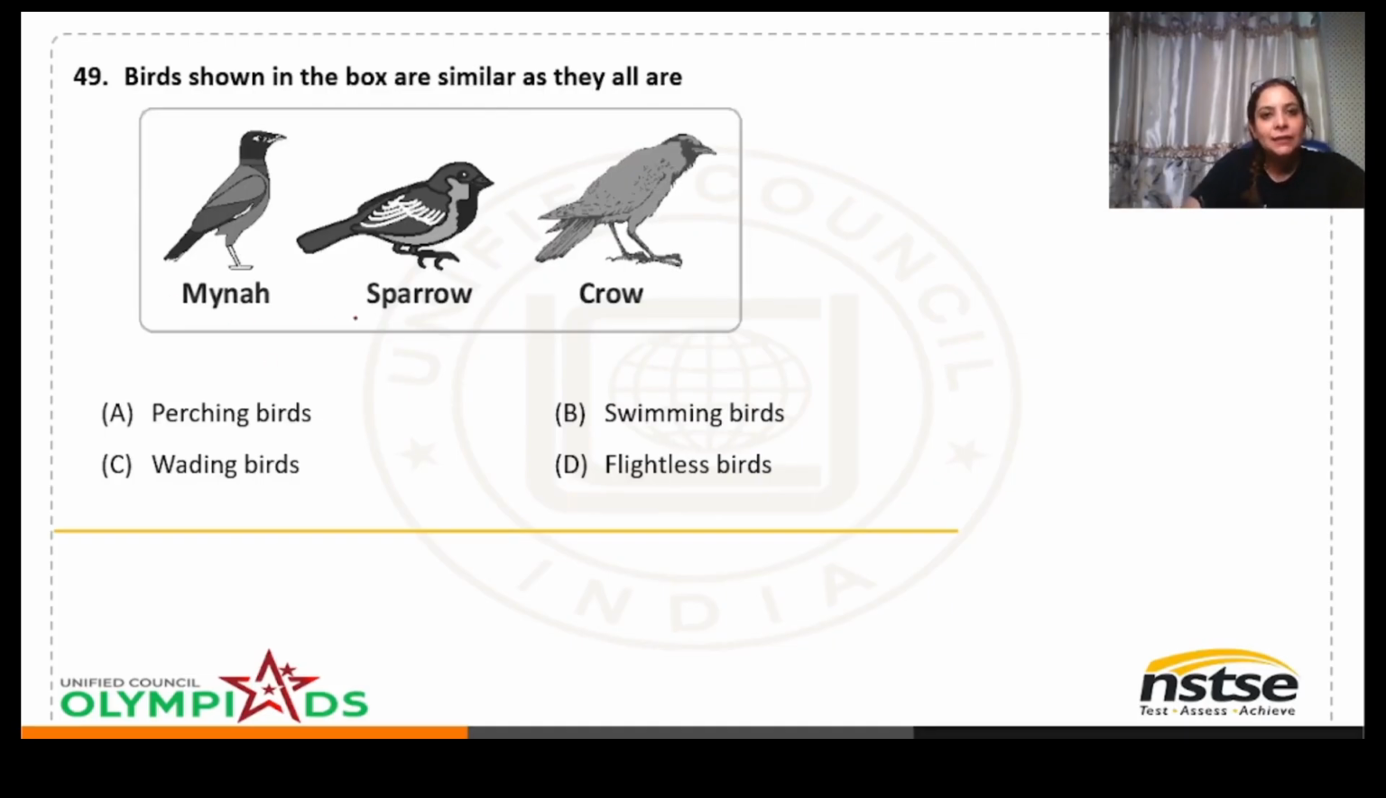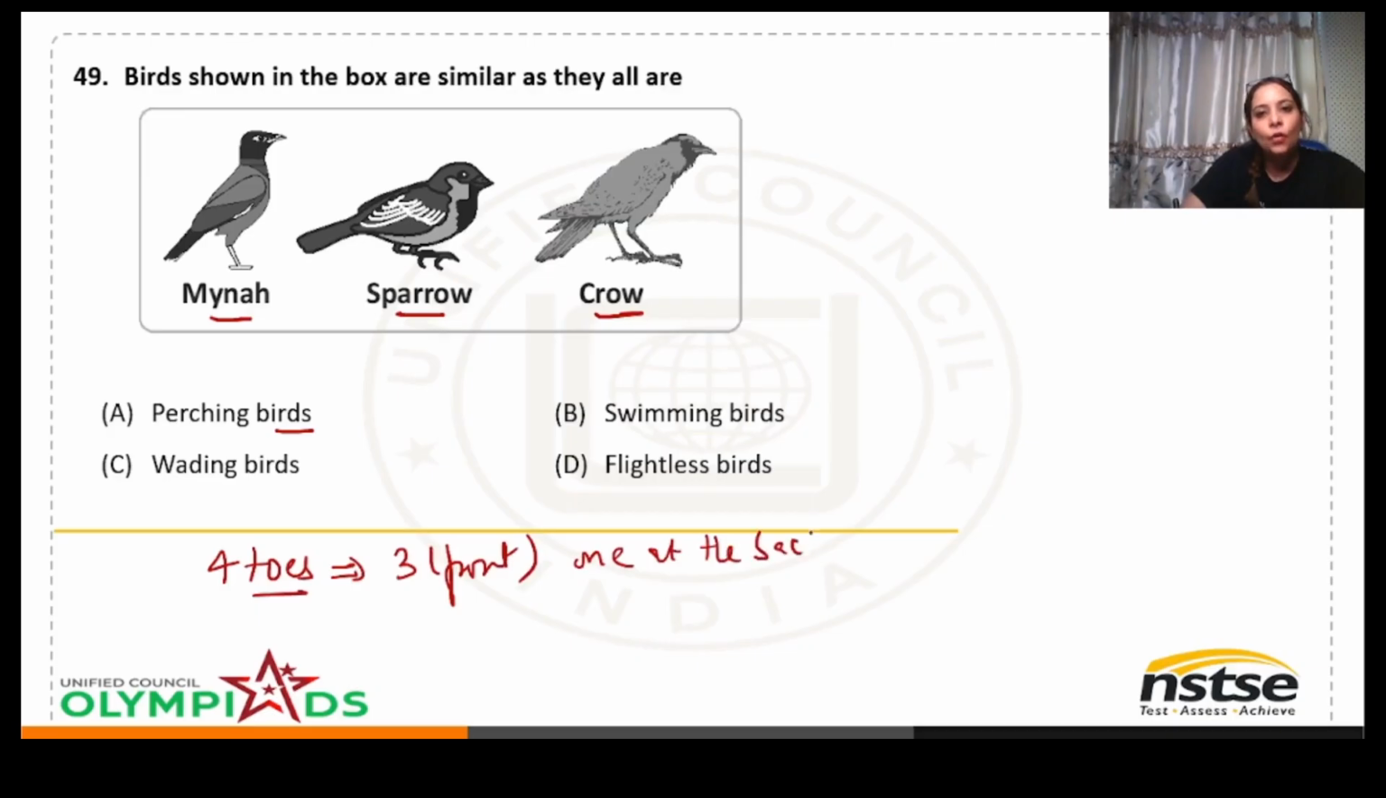We have manna, sparrow and crow, and the options are perching birds, swimming birds, wading birds and flightless birds. Now let me tell you about the difference between these options. Perching birds are those which have got 4 toes, 3 toes in front and one at the back. This toe arrangement helps them to perch. And second thing, they also sing musical songs which help in attracting the mating partner.